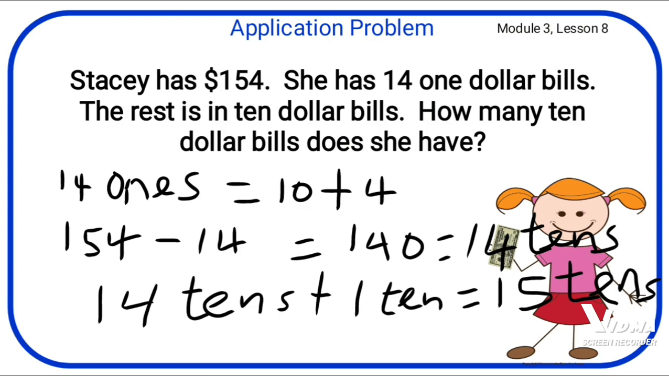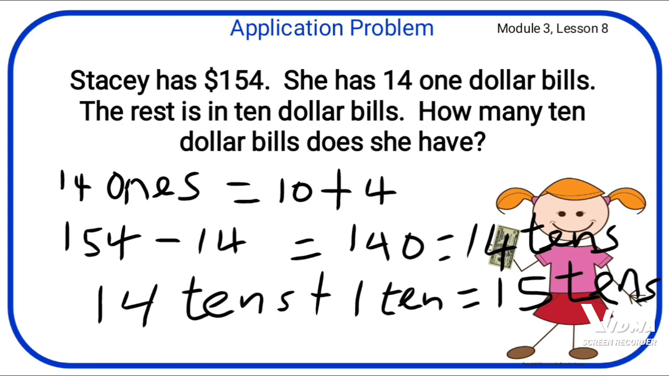These $140 are in $10 bills. Okay, but how many tens are in 140? 14 tens. So if we add our 110 that we got before plus the 14 tens, we have 15 tens. So how many $10 bills does Stacy have? It is actually 15 tens.